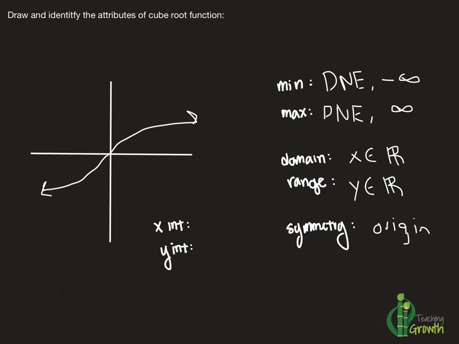And the final category of attributes for this function is going to be intercepts. And we're going to notice that this function actually crosses through the origin. So whenever a function crosses the origin, we're going to have both the x-intercept and y-intercept written as 0, 0.